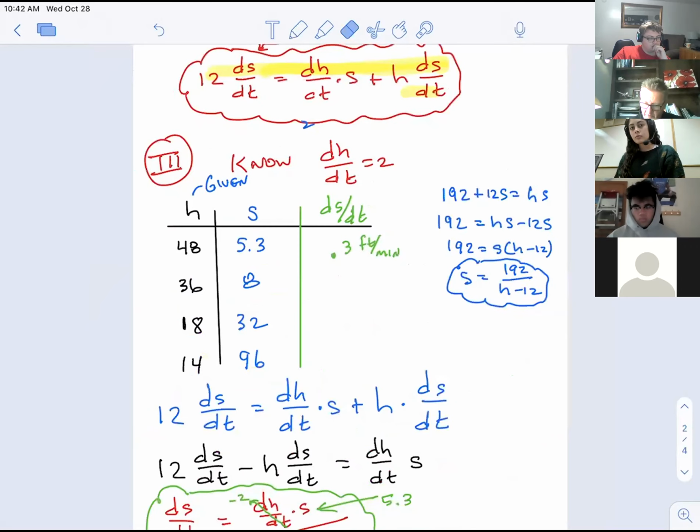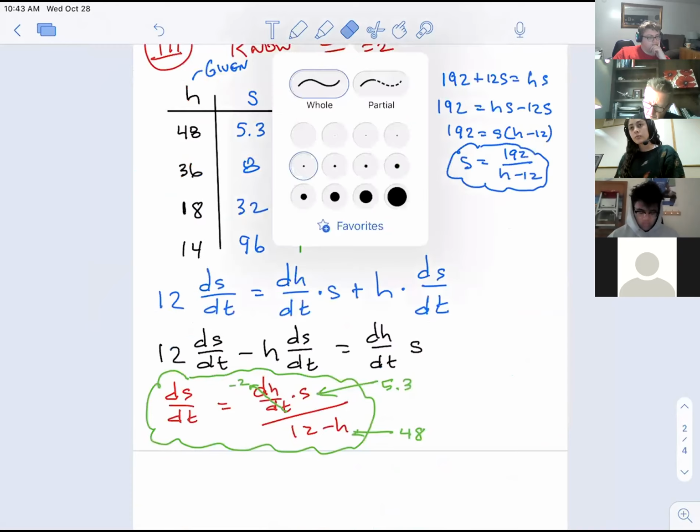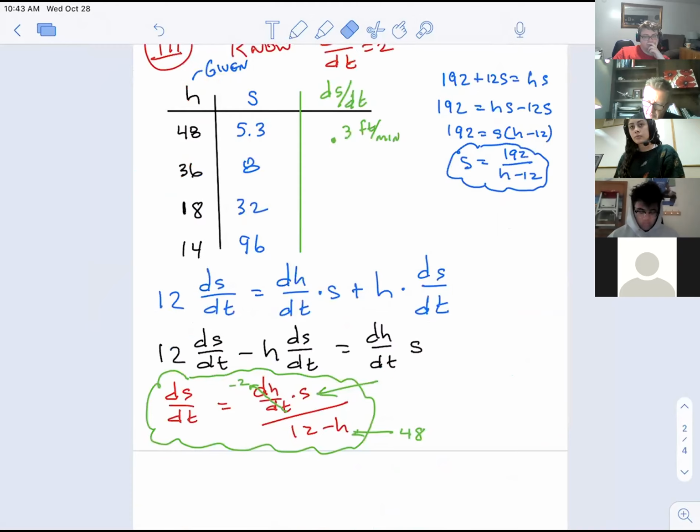But what happens when it's 36 and 8? Well, notice the 2 doesn't change, but now this is a 36 and an 8. So I'm going to go back in here, put 36 and 8 in. Now what happens? I get negative 16 on the top divided by negative 24 on the bottom. And now I get 0.7 feet per minute. Notice it's still not moving very fast, but it's moving faster because the sun's getting lower in the sky. Isn't this the pattern we just saw a minute ago when I showed you that animation?